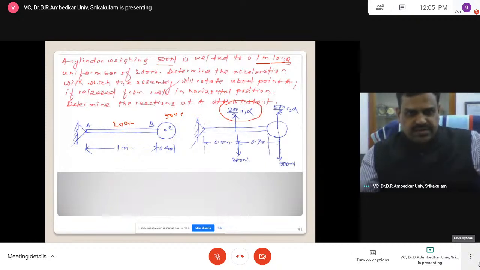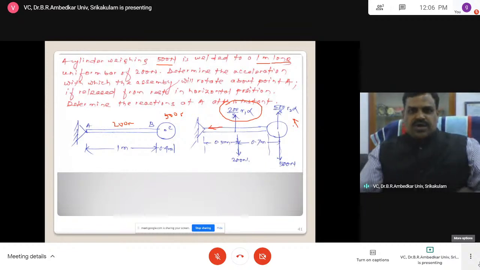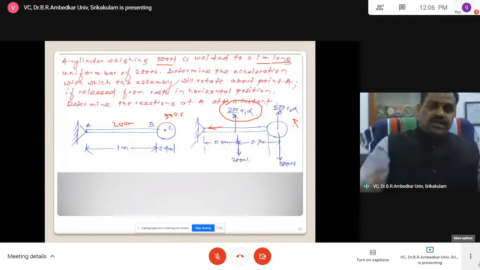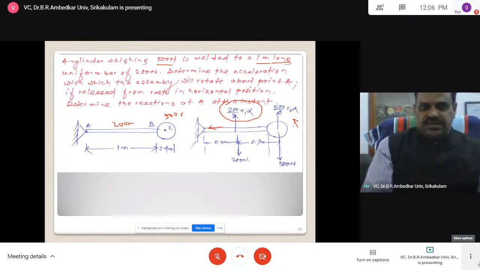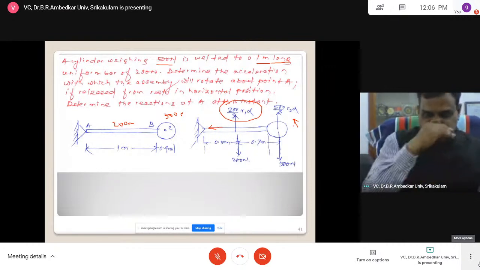Tangential acceleration is R alpha. Mass into acceleration, where acceleration is R alpha, not normal. Normal is in this direction. Because it is rotating, for rotation we will only consider tangential acceleration. In a curved path, we have normal and tangential components. In a curved path, the normal acceleration acts towards the center. When the body is in rotation, we have to consider tangential acceleration.